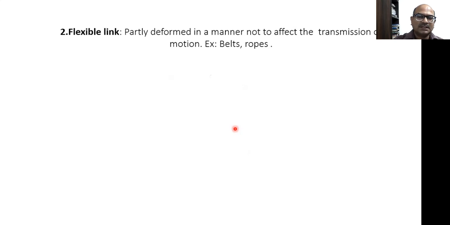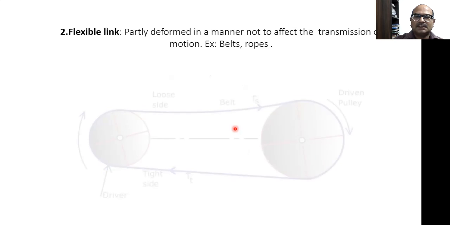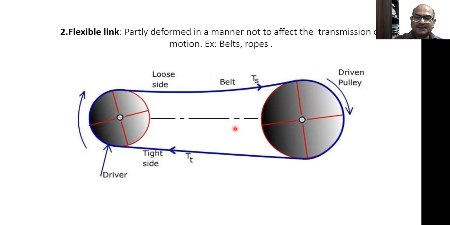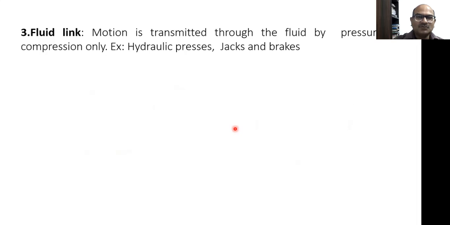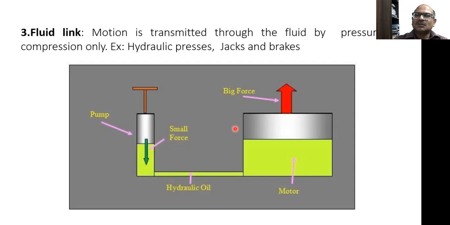Okay, and the transmission of motion is possible. So you have to see in your surroundings what these types of things are available with you. Then fluid link. You have to identify in your surroundings where hydraulic presses, jacks, or hydraulic brakes are used, and you can name a few, one or two at least. So you have to understand where these types of machineries are available.